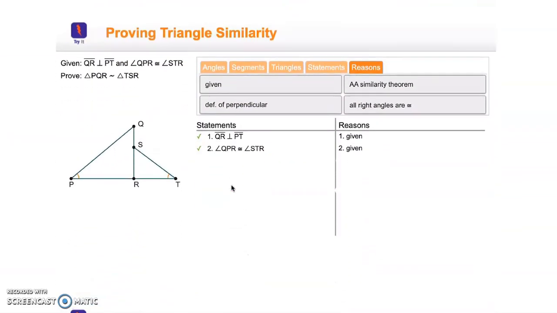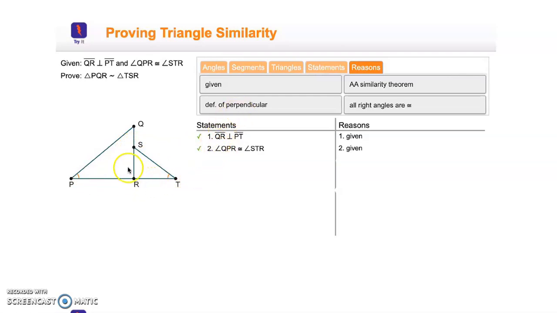So let's walk through this. This was in your instruction, but I just wanted to walk through and kind of help you out with this. So the first thing we want to take a look at is what we are given. We're given that the lines are perpendicular. QR is perpendicular to PT, and we're given that QPR and STR are congruent. So we have 1 angle. We just need to get another angle.